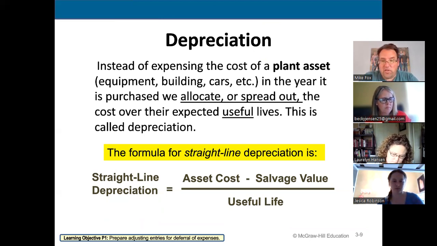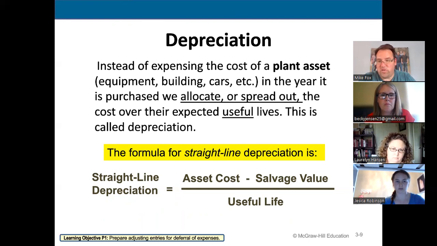Now, this is tricky because if we want to find depreciation for a year, then we would divide it by its useful life in years. But if we're trying to find it in months, then we would divide it by its useful life in months. So if it was an asset that we thought would have a useful life of 5 years, if we want to find a year's worth of depreciation, we would divide it by 5. But if we wanted to find a month's worth of depreciation, we would divide it by 60 because there's 60 months in 5 years. And that can be a little bit confusing. It's kind of like making sure you're working in the right units, years or months.